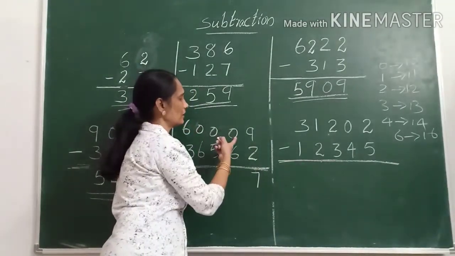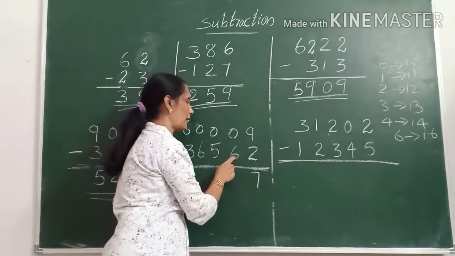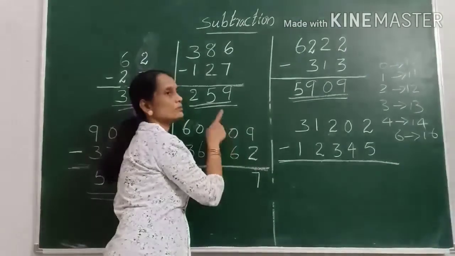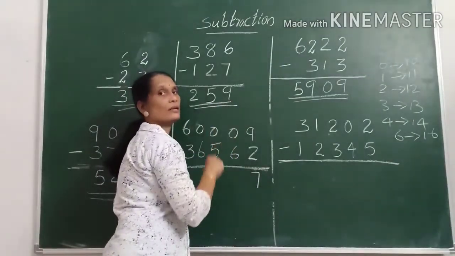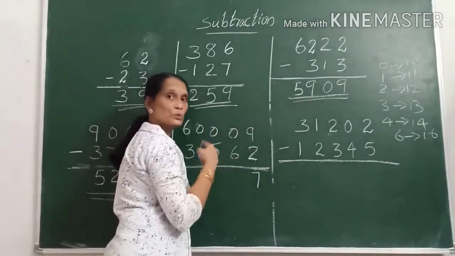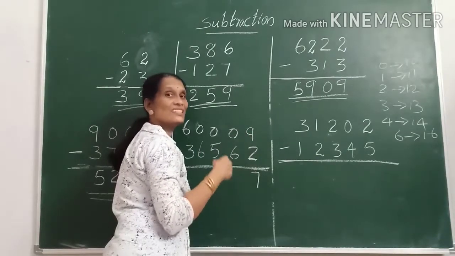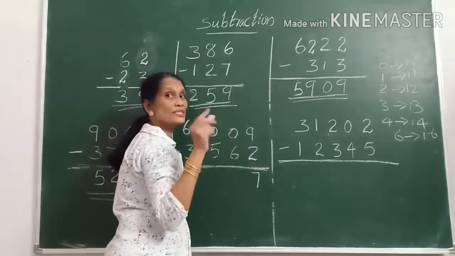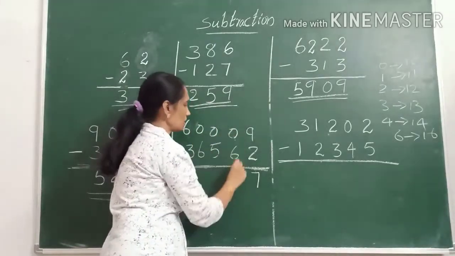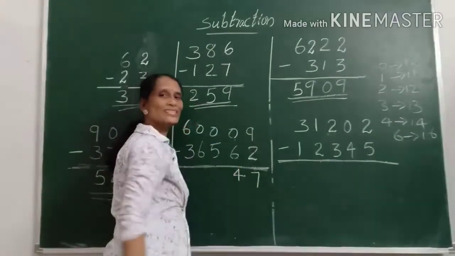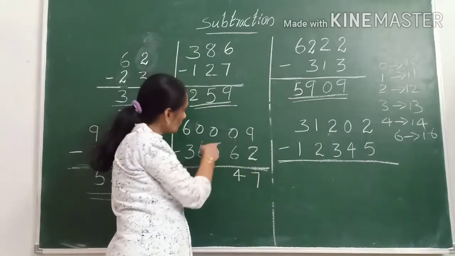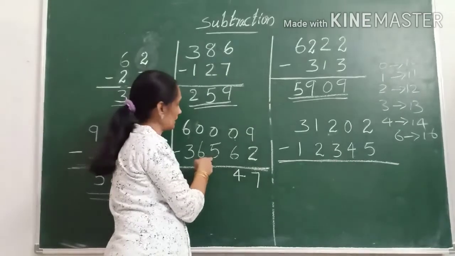Whenever 0 is there, whenever a number smaller than the subtrahend digit, you have to think it as 0, 10, 1, 11, 2, 12, 3 means 13, 4 means 14 and so on. So 0 we are going to consider it as 10. 6 plus how much is 10? 6 plus 4 is 10. Okay, that number we have considered here, we will add here 5 plus 1, 6.